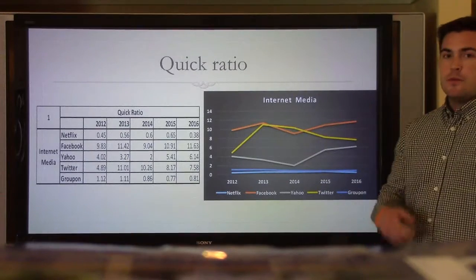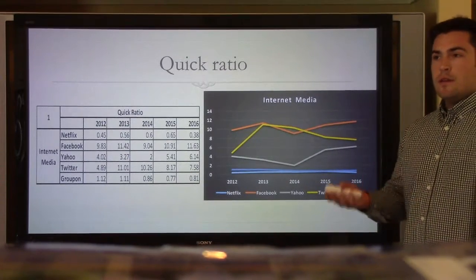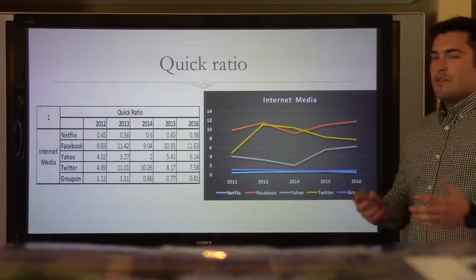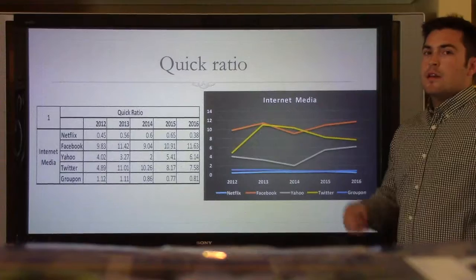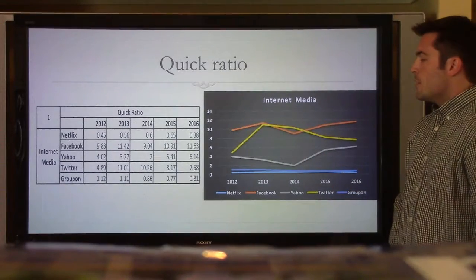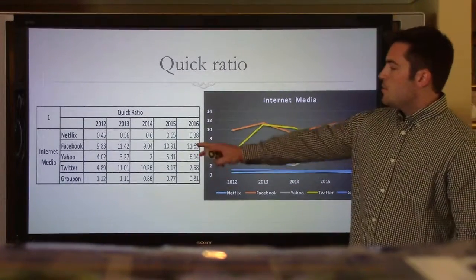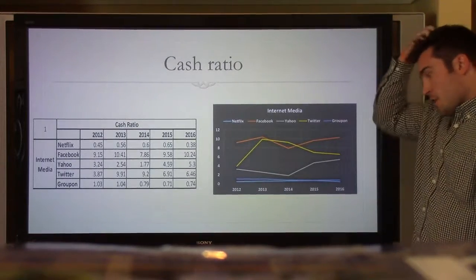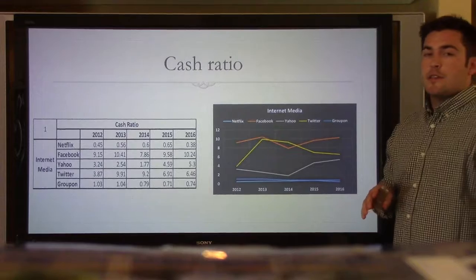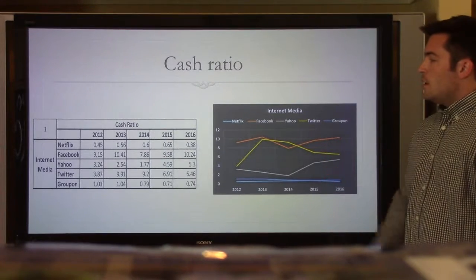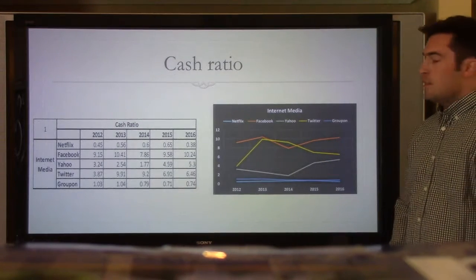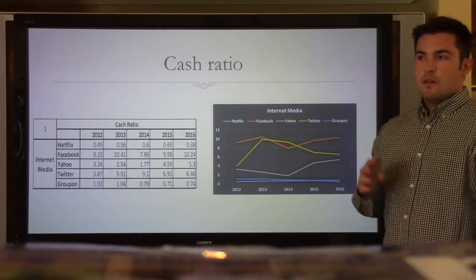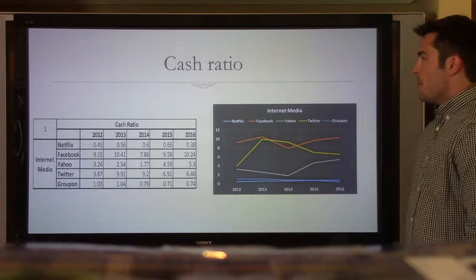Next is the quick ratio, which will take current assets, take out inventory, and then divide that by your current liabilities. That kind of gives you a better idea of your liquid assets over your current liabilities. And as you can see, Facebook is still dominating the industry with 11.63. And then your cash ratio is strictly your cash asset over all your current liabilities. And once again, Facebook is still dominating the industry. They're a very cash influential company.